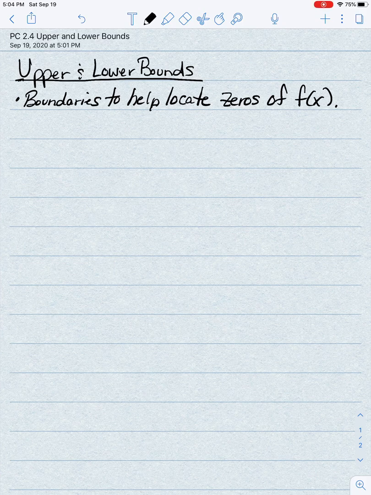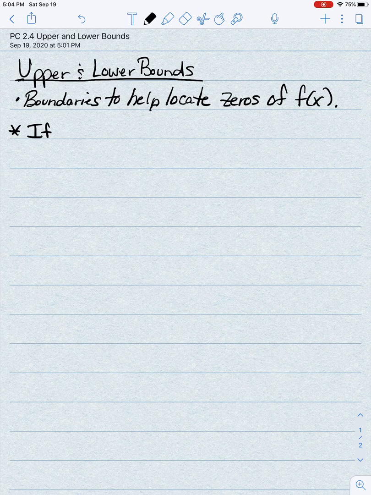Hi everyone. We're going to look at upper and lower bounds as far as being able to take a look at where possible zeros for an f of x function might be located. We have a rule to help us with this.